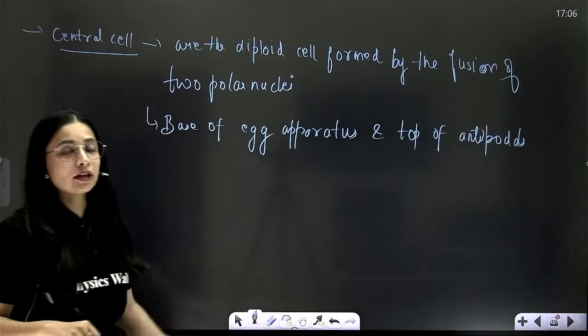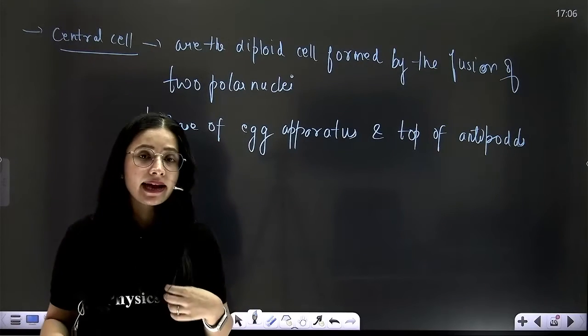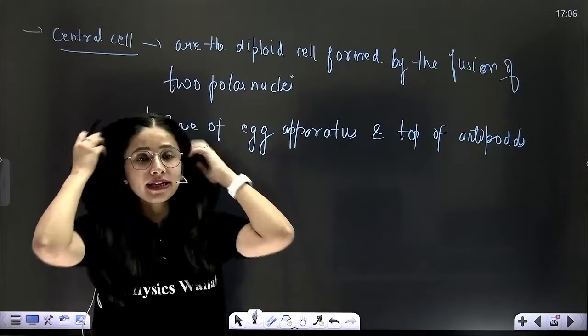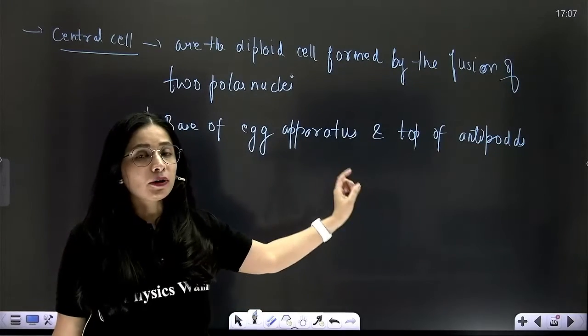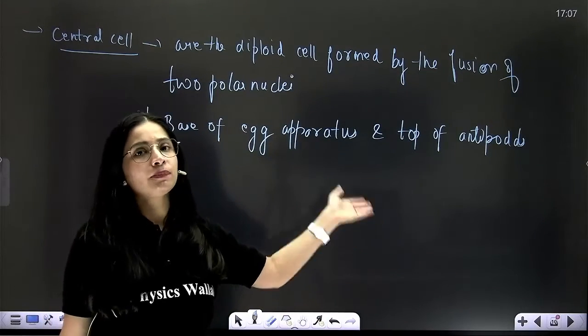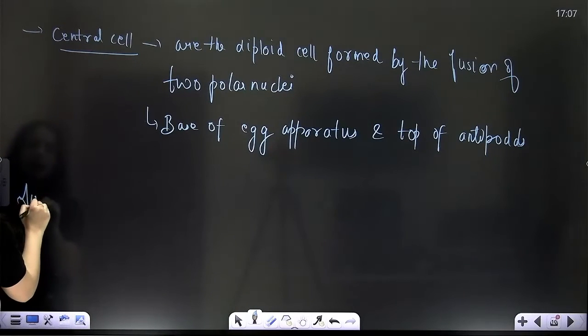Okay, now later on this central cell, the secondary nucleus, will fuse with the second male gamete to form the triploid endosperm. But that point I am not going to write over here, because when I teach you the double fertilization concept, I will tell you there. For here, this much is important. Last are antipodals.